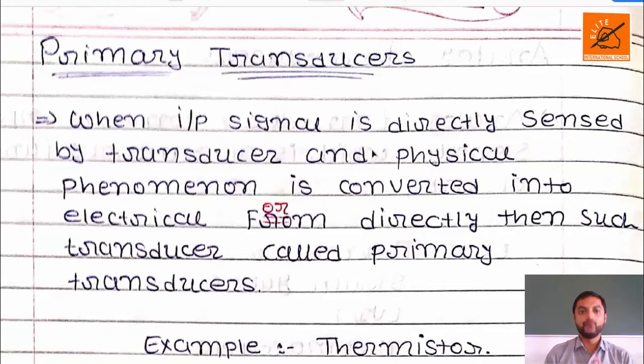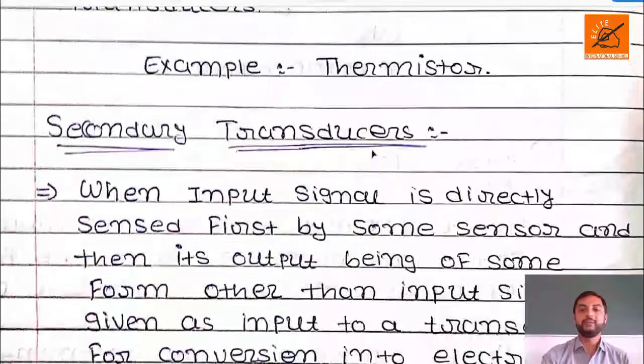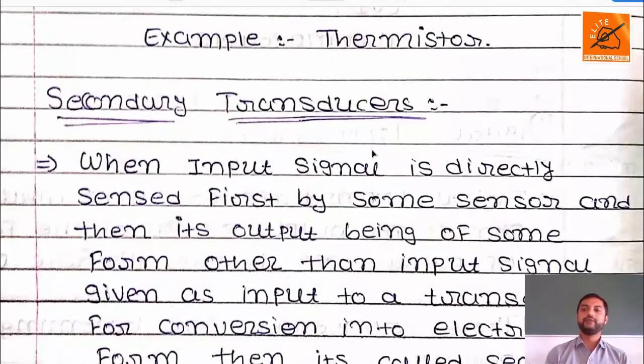Clear? So whenever input signal is directly sensed by the transducer, and directly converted into the output without any external circuitry, then this type of transducer is called a primary transducer. Now an example is thermistor. We will check this thermistor in this chapter later on.